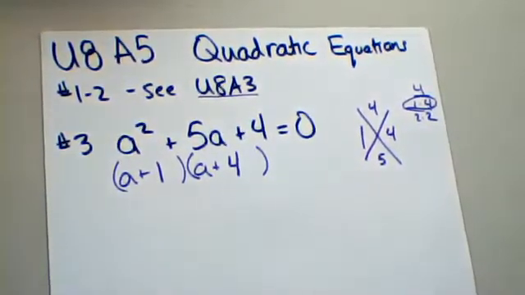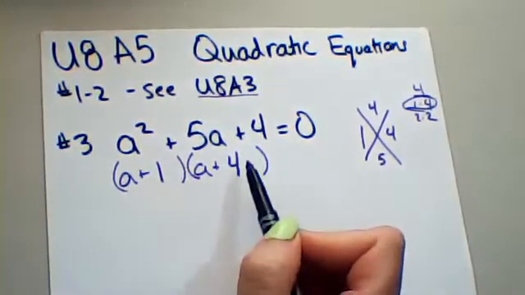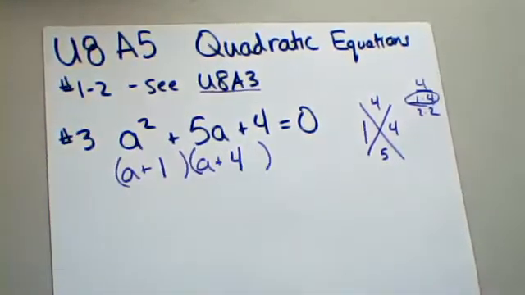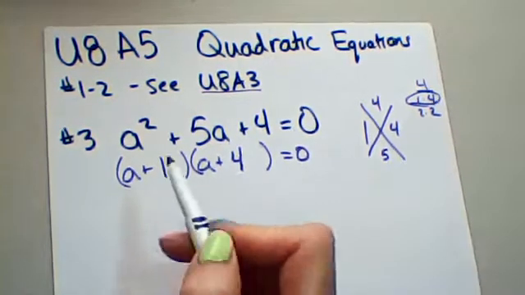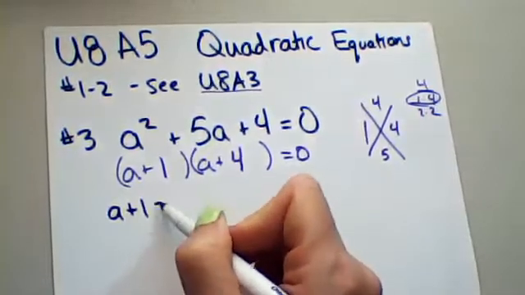And again, if you want to check that, you can do your distribution and combine like terms to see that you're getting back to that original equation. So we've got a plus 1 and a plus 4, and that's all going to equal 0. On yesterday's assignment, Assignment 4, we could stop here, but now we need to go ahead and separate these like we did on the zero product property worksheet.